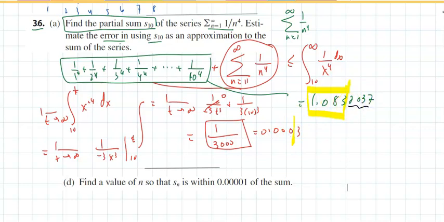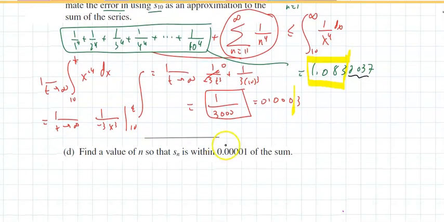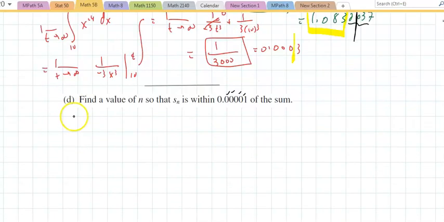And what if you want more accuracy? What if you want to test 1, 2, 3, 4? What if you want to have it accurate to this number? So here I want the error to be less than 0.00001. The error is really the integral from n to infinity of dx over x to the 4th, but I already worked that out.